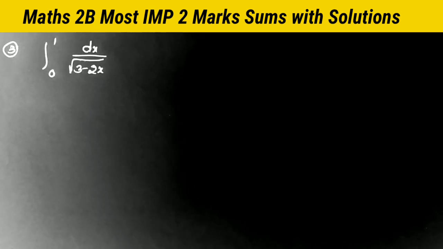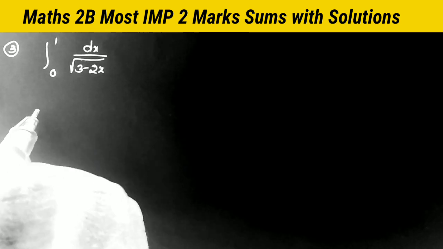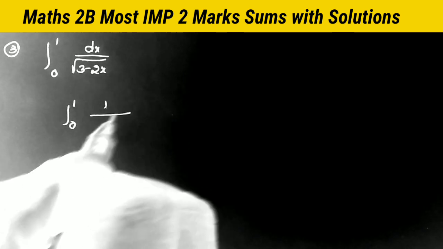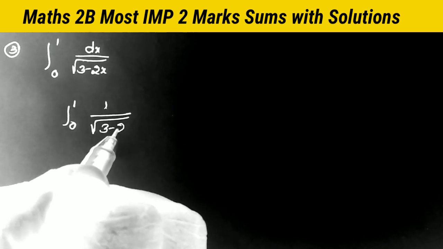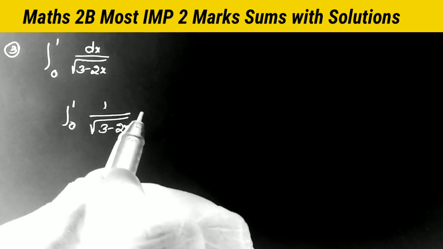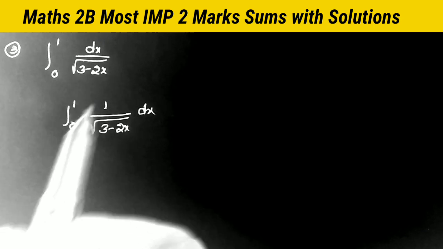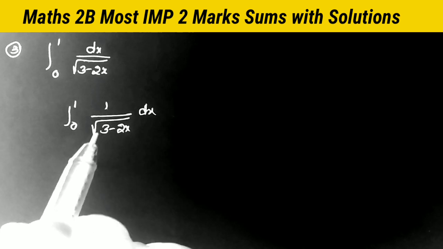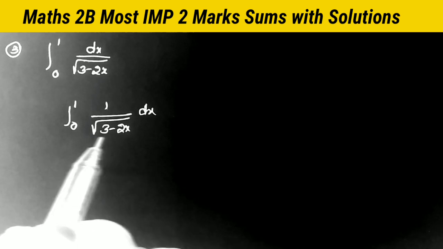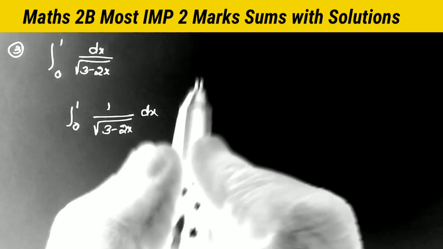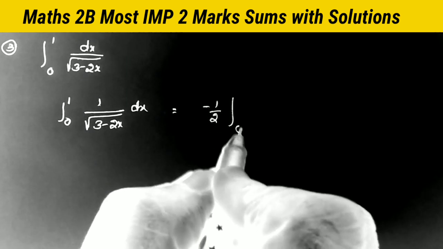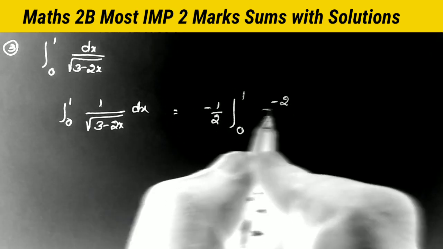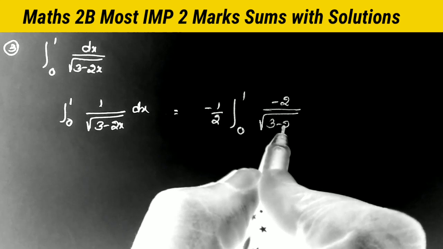That's all. Next problem, integral 0 to 1 dx by square root of 3 minus 2x. So first I write the given problem as integral 0 to 1 of 1 by square root of 3 minus 2x into dx. Now what is the derivative of 3 minus 2x? Minus 2: the derivative of 3 is 0, a constant, and of minus 2x is minus 2. So applying that number here, that is minus 1 by 2 into integral 0 to 1 of minus 2 by square root of 3 minus 2x into dx.